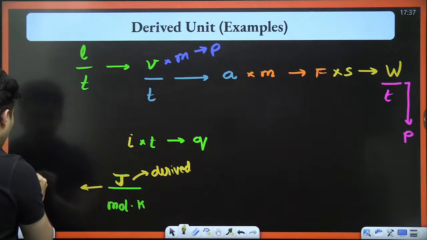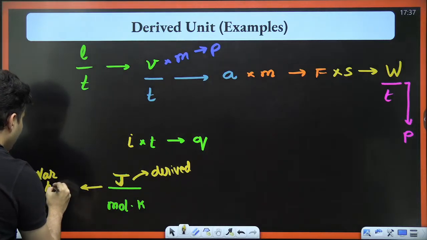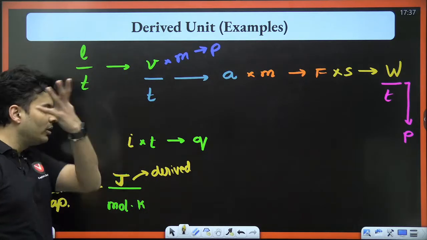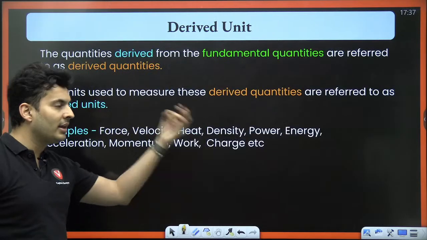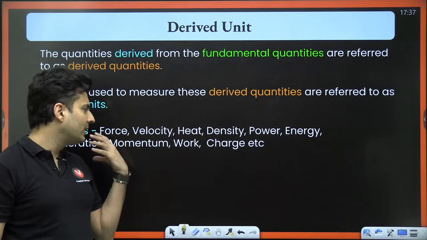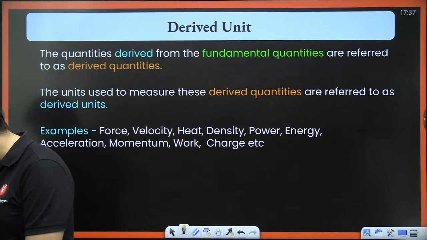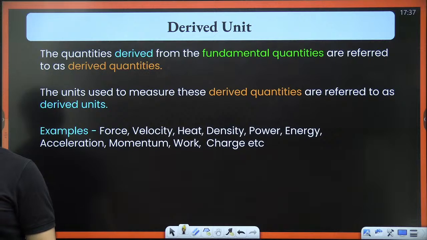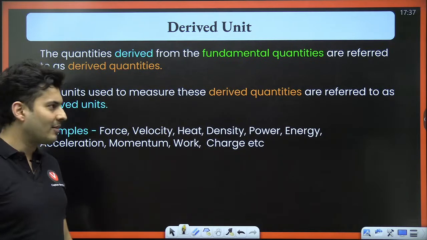In fact, this will be nothing but your molar specific heat capacity. Molar specific heat capacity is also going to be a derived quantity. So these derived quantities are dependent on other quantities like power, energy, heat, density, velocity, force. All these are derived quantities. Is that clear, my dear warriors? Yes, potential, capacitance, resistance, all the other names that you can think of are derived quantities.